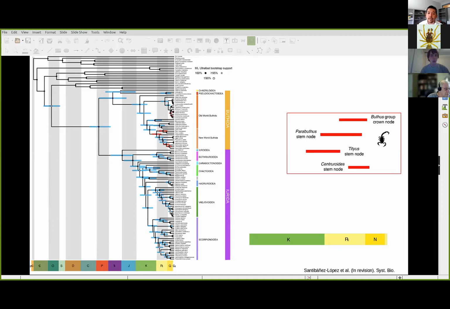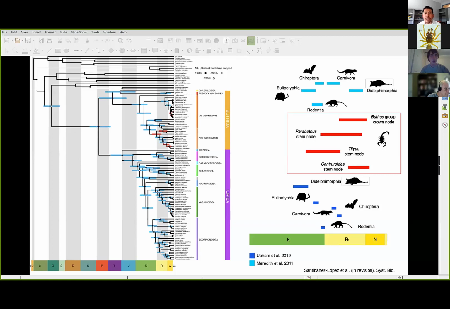But if we compare this against the origin or the hypothesis of the mammal predators of scorpions, we can see that the origin of these highly toxic scorpions correlates to the origin of their predators, which is just suggesting to us that there might be a relationship there between predator and the origin of these highly toxic components in scorpion venom.